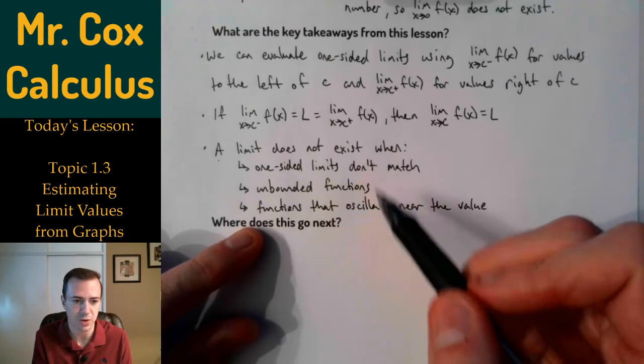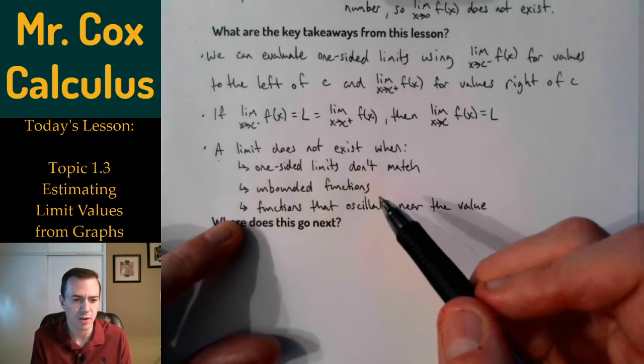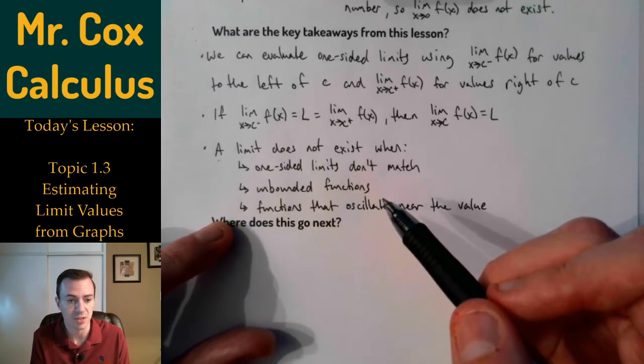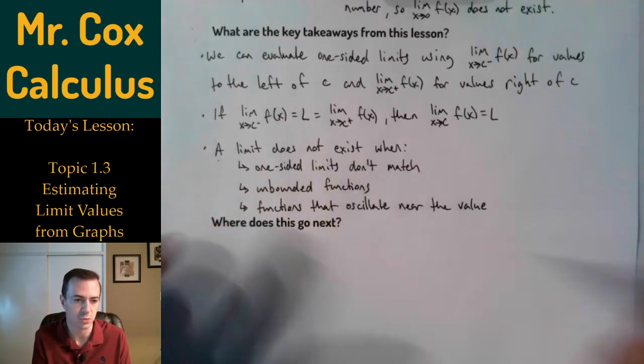And so these three criteria are cases where very often you'll see where the limit doesn't exist because of one of these three types of behavior.